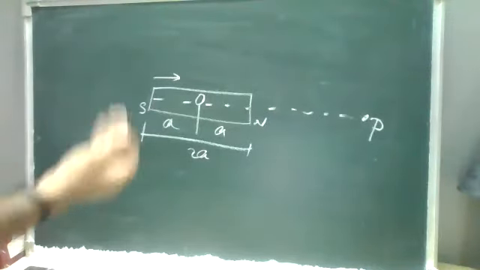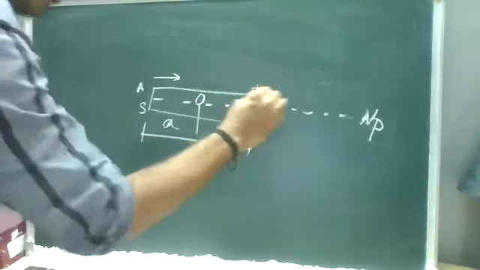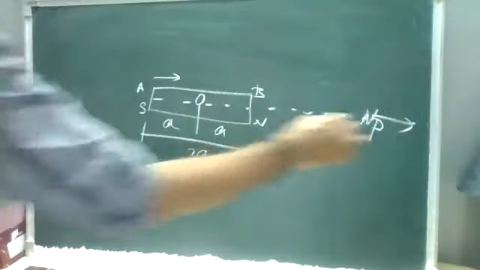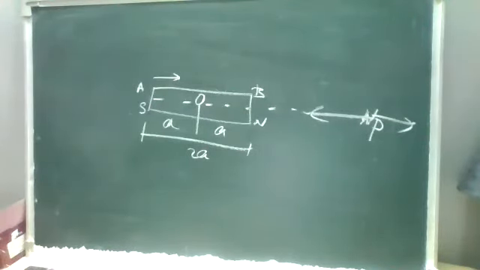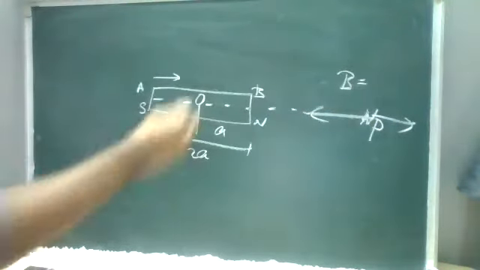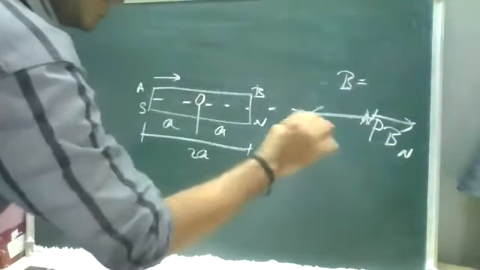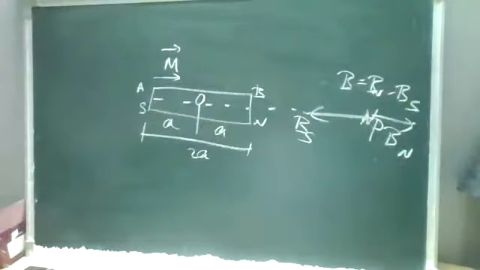I'll take the north pole as the positive one. Because of the north pole, it will try to repel, and because of the south pole, it will try to attract. Here we discuss the magnetic field, whereas there we discussed the electric field. So the magnetic field at point P: Bn and Bs, and since Bn is in the same direction as the magnetic dipole moment, it is Bn minus Bs.